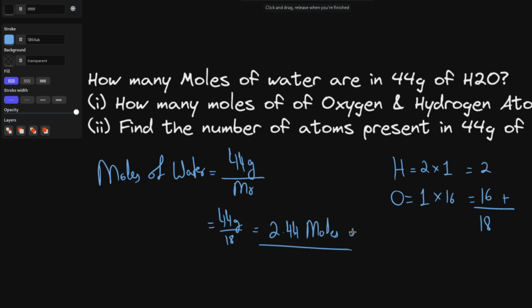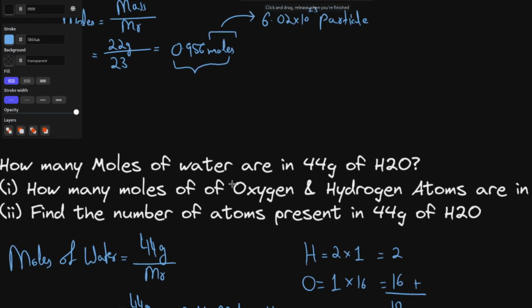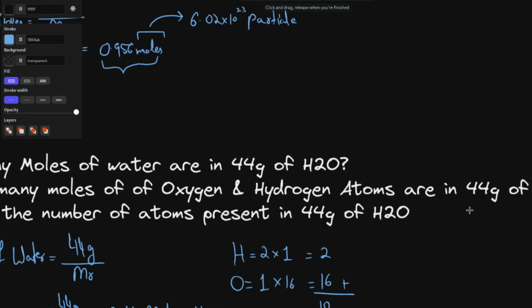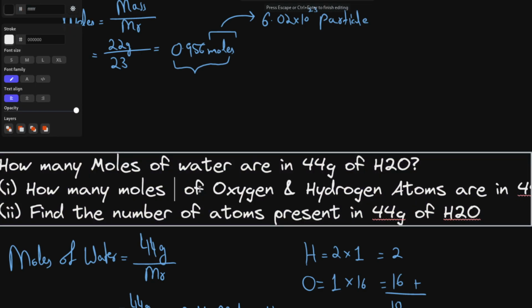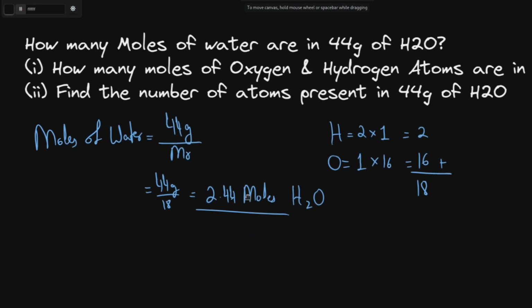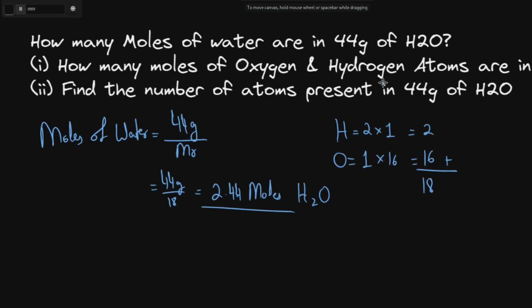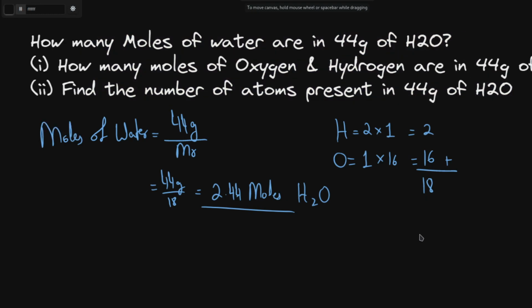moles of H2O. Now the second part is interesting. The second part is saying how many moles of oxygen and hydrogen are in 44 grams of H2O. So it's asking the same thing, but it's asking for the amount of oxygen and hydrogen atoms that are present. And the wording wouldn't be atoms, because now we're not talking about the amount of atoms, we're talking about the moles of atoms, how many moles of atoms are present in H2O.